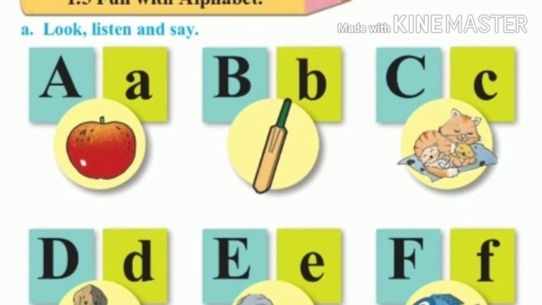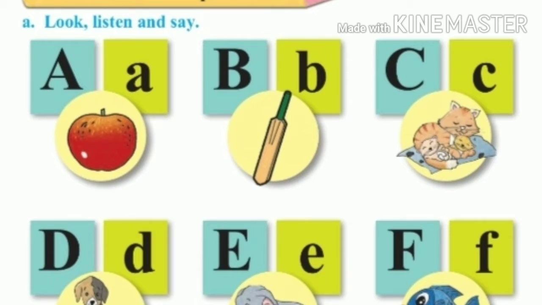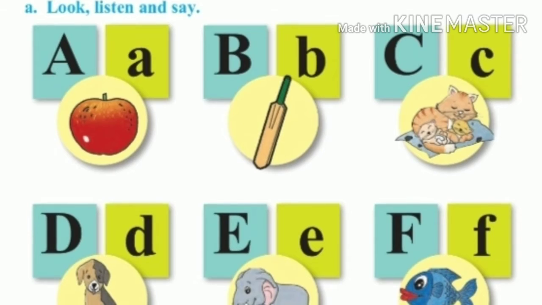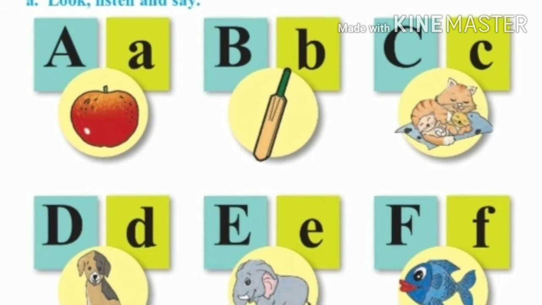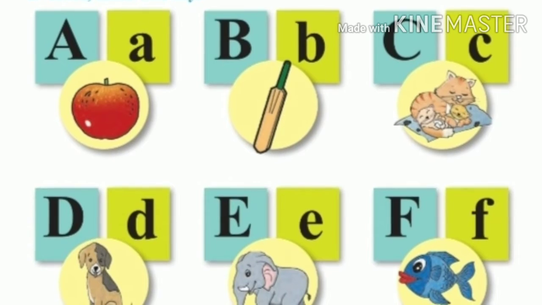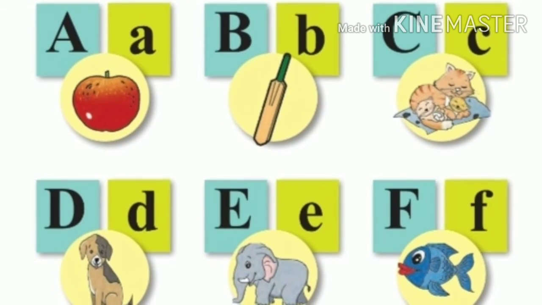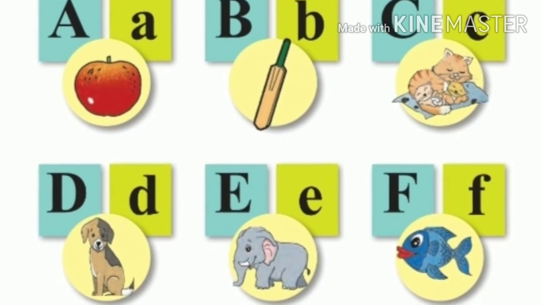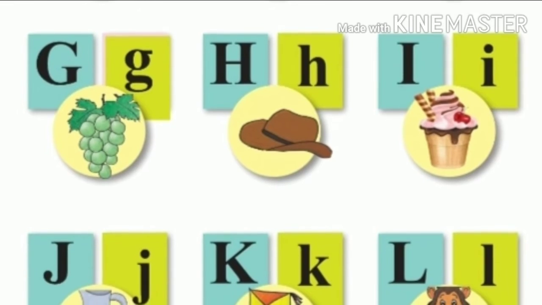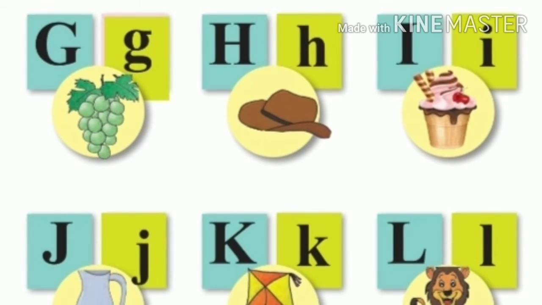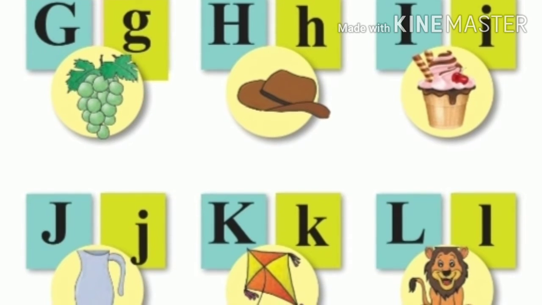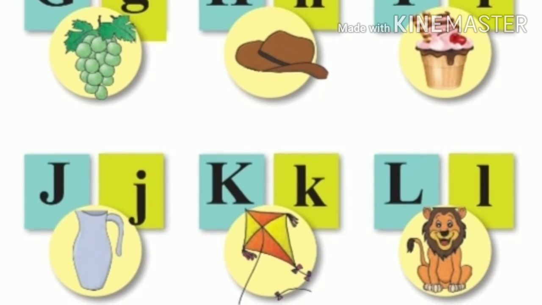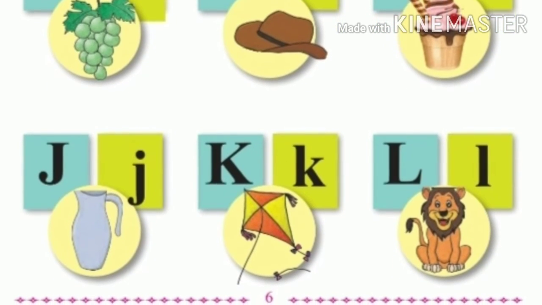A for apple, B for bat, C for cat, D for dog, E for elephant, F for fish, G for grapes, H for hat, I for ice cream, J for jug, K for kite, L for lion.